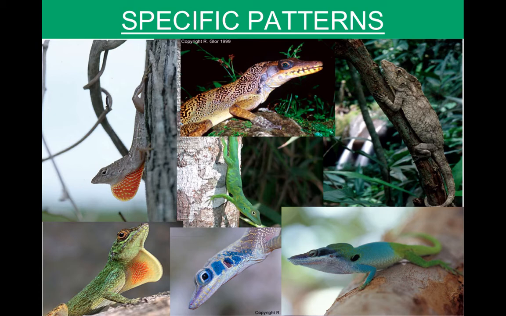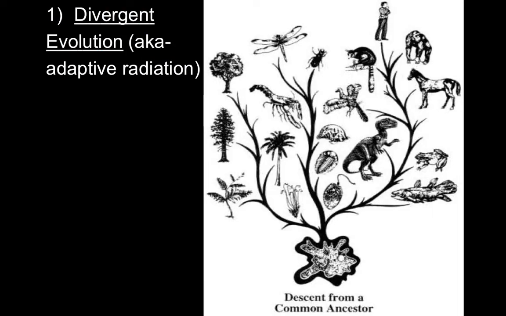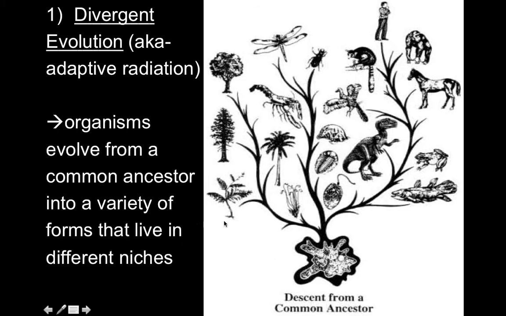And even though they're all anoles, they're not the same species because of some of the different patterns of evolution that take place as they split off from some kind of anole ancestor and eventually evolved into their own types of anoles. When they split off, that's called divergent evolution. To diverge means to split. This can also be referred to as adaptive radiation, but I prefer the term divergent evolution because it more implies that splitting off of a common ancestor, which can be illustrated in a cladogram.